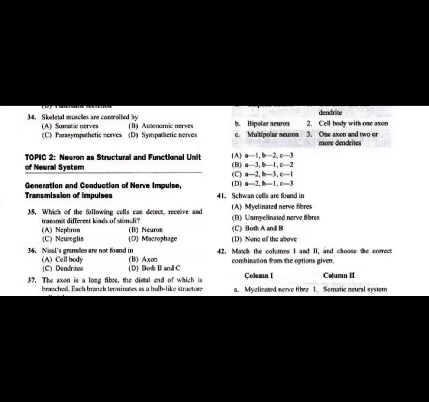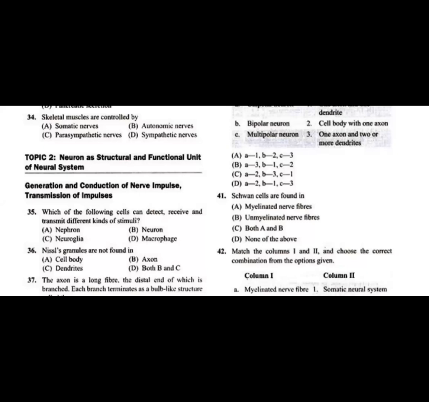Schwann cells are the type of neural cells present around the axon in myelinated nerves as well as unmyelinated nerves. Both of them have Schwann cells, but myelinated nerves will develop a myelin sheath as a result of Schwann cells. So the answer to question number 41 is that Schwann cells are present in both myelinated nerve fibers as well as unmyelinated nerve fibers. That is, both A and B have Schwann cells. Question number 41 answer is C.